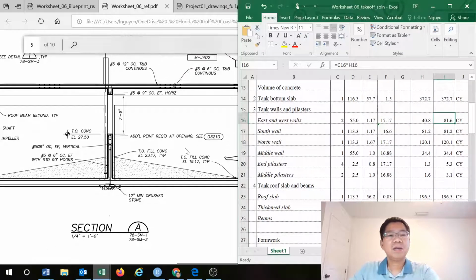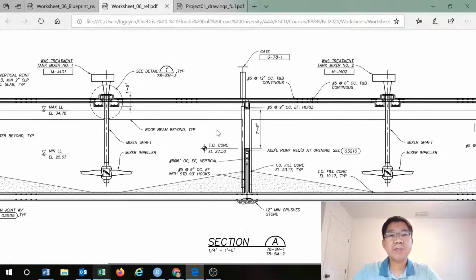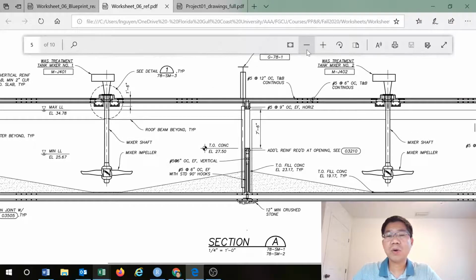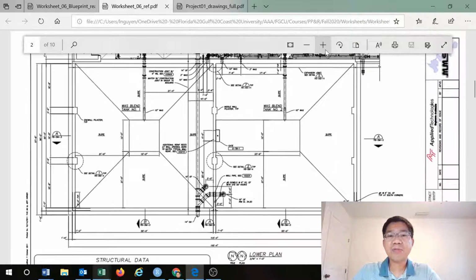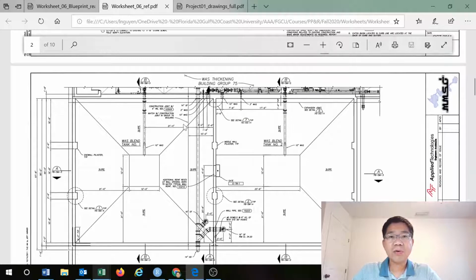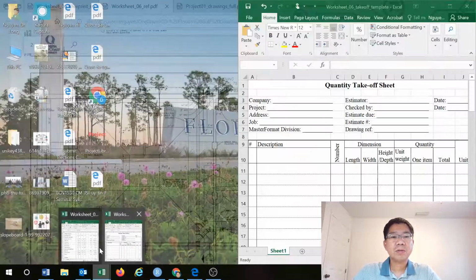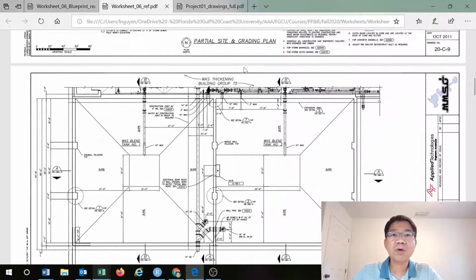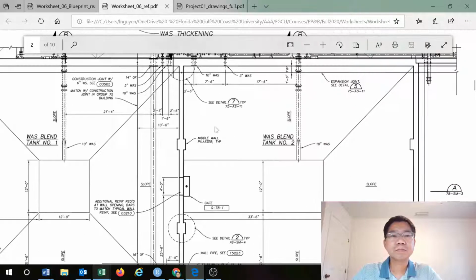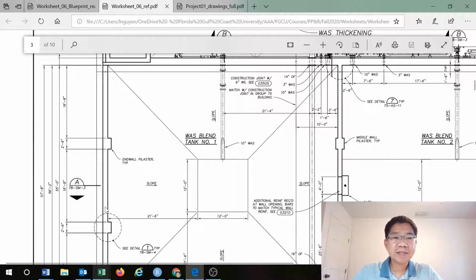And do similarly, I'm not going to go again, but you do similarly for the other walls, which are the south wall, the north wall, and the middle. We have the same there, right? And then the end pilaster and the middle pilaster. So the end pilaster is here. You go here. So that is the end pilaster. Basically it reinforces the wall, and you have to see that.